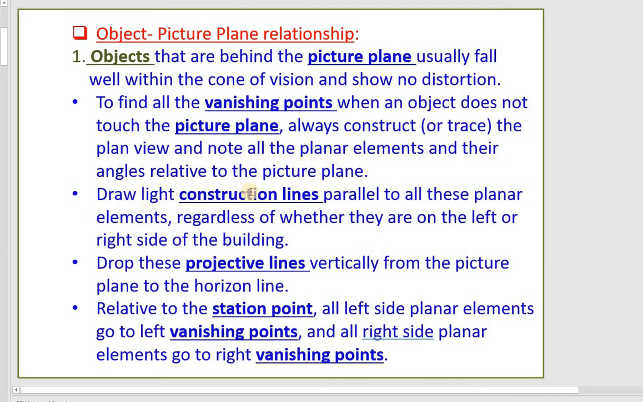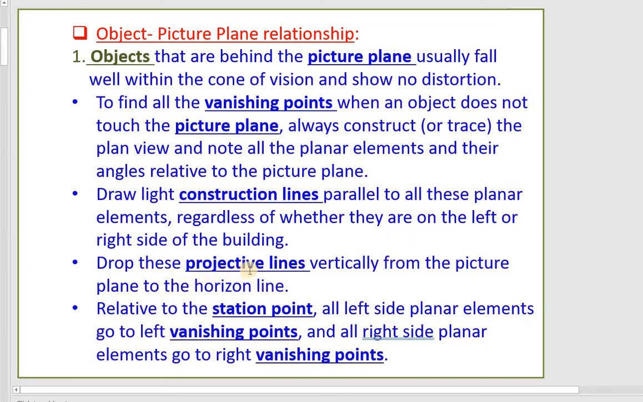You draw the construction lines very light, because construction lines are the basis when you draw the object or the project. That's why you need to draw construction lines very light, and later make the main lines of the project or the objects darker. The construction line is parallel to all of the planar elements, regardless of whether they are on the left or the right side of the building.